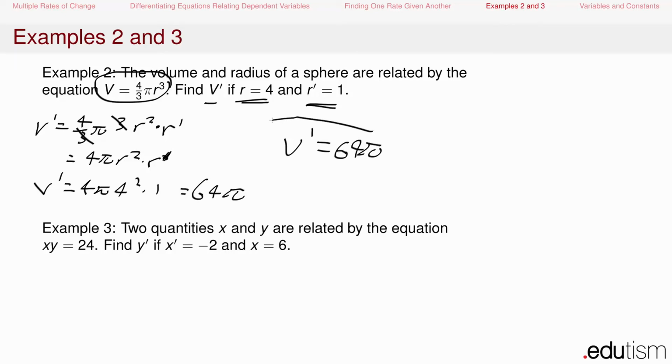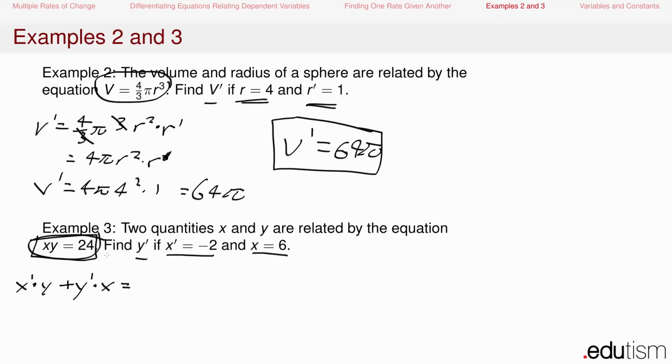In example 3, we have two quantities x and y which are related by the equation xy equals 24. We want to find y prime if x prime is negative 2 and x is 6. So again, we're going to start with this equation and we're going to differentiate it. We're going to use the product rule in xy. The derivative of x is x prime, multiply that by the second, which is y, plus the derivative of the second is y prime, multiply that by the first, which is x. The derivative of 24 is 0.